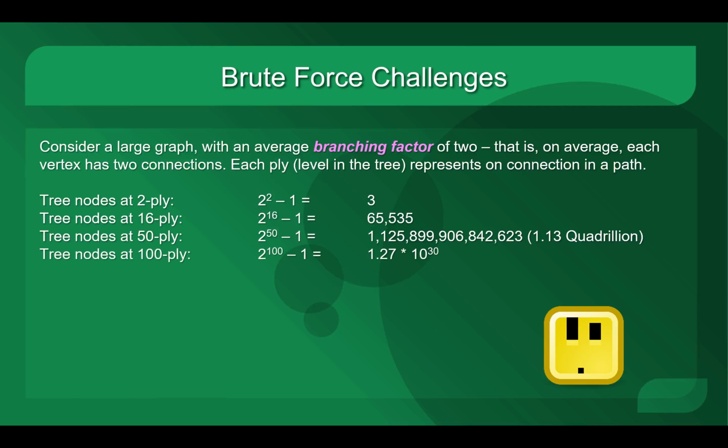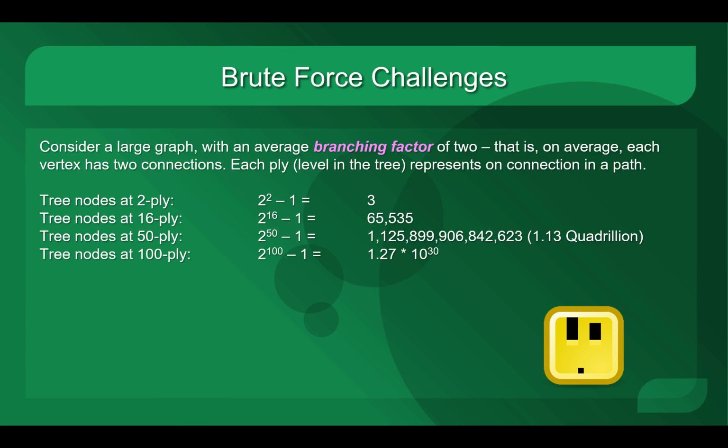If we go down 50 levels, what we'll see is that the number of nodes is growing really quickly. We now have over 1 quadrillion nodes. And if we went down 100 levels, that gives us 1.27 times 10 to the 30. And it may not immediately be obvious, but this number is really, really big.